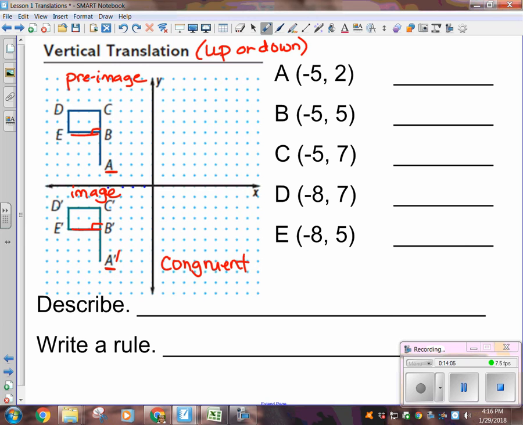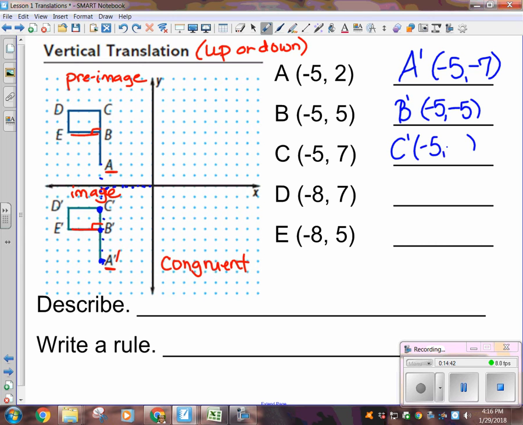A is -5 and up 2. So to get to A prime, I'm going to go to -5 still, but I'm going to go down 1, 2, 3, 4, 5, 6, 7. So over 5 and down 7. And I'll list that as A prime. B prime, okay? -5 and down to this one here is -5. So -5 to the left, -5 down. C prime, okay? To get to C right here on the corner, 1, 2, 3, 4, 5, down 1, down 2. So -5, down 2.